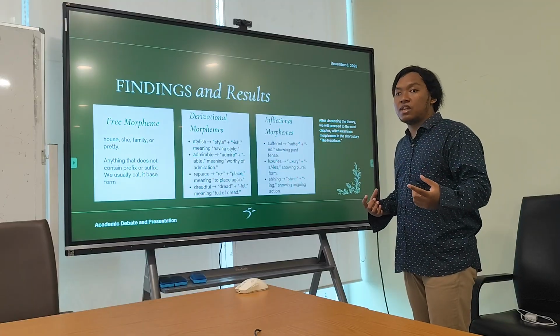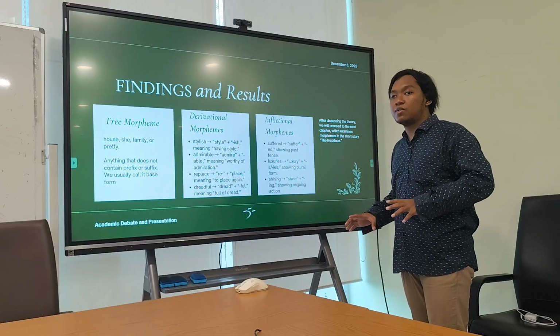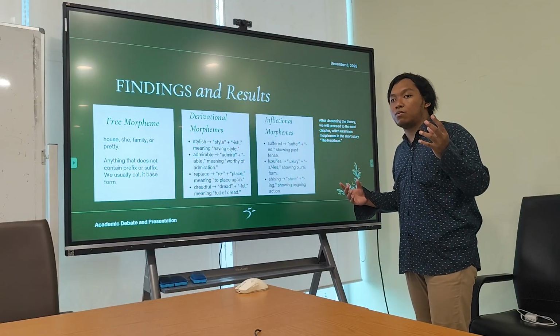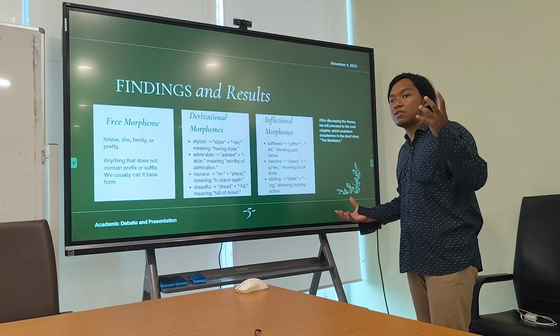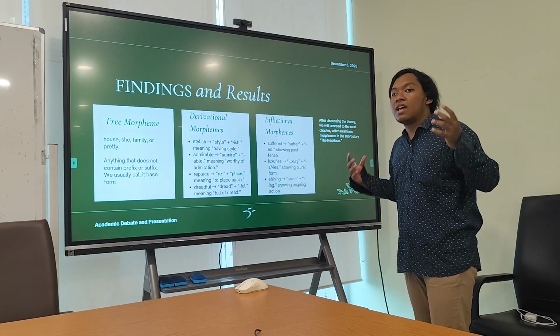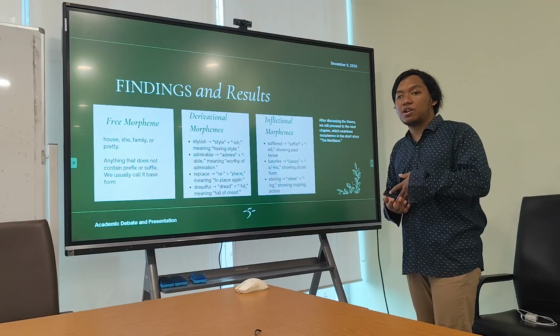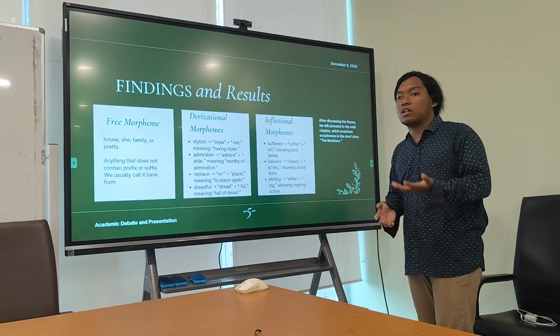The story also used inflectional morphemes. For example, "worked" used the ed morpheme to show past tense, "luxurious" used s to show plurality, and "shining" used ing to show continuous action. These inflectional forms help readers understand time, number, and grammatical structure.